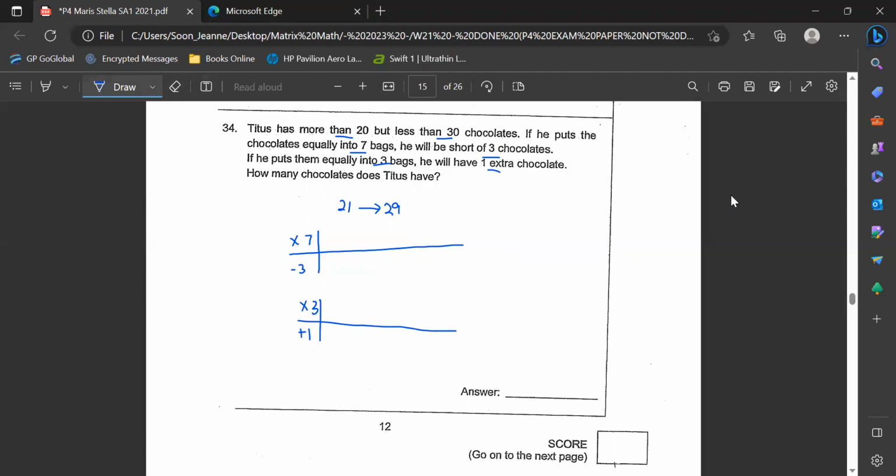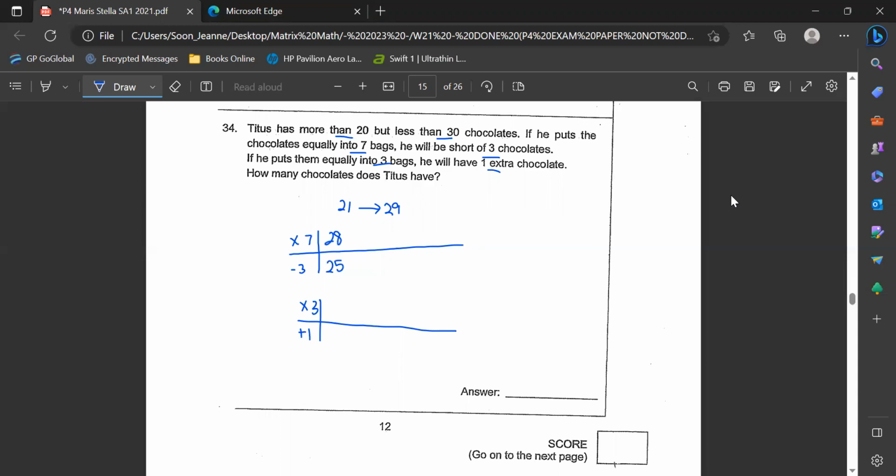So we have to think in between the range of 21 to 29. Multiples of 7, the first multiple that is between 21 and 29 will be 28. We cannot use the other one because it will be 35, which is more than 29. So we stick to this. Minus 3, 25. That's all.